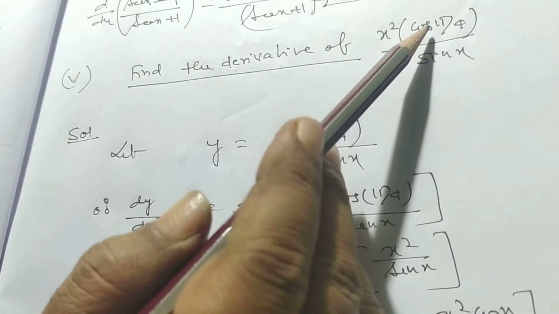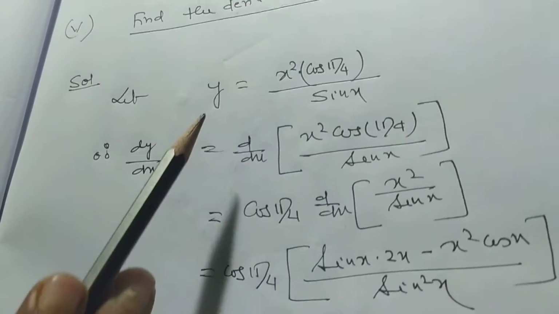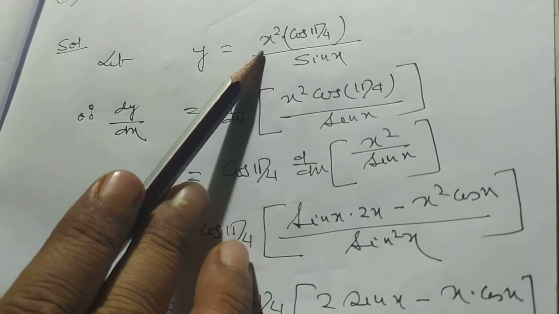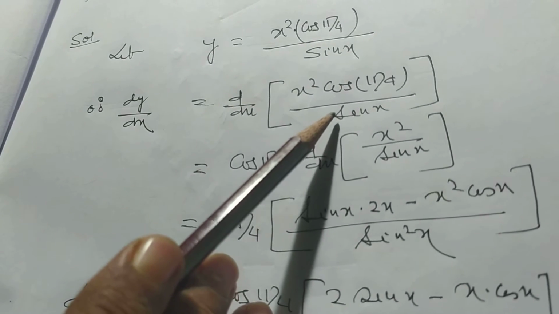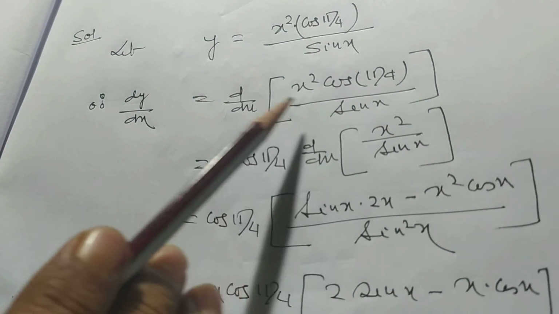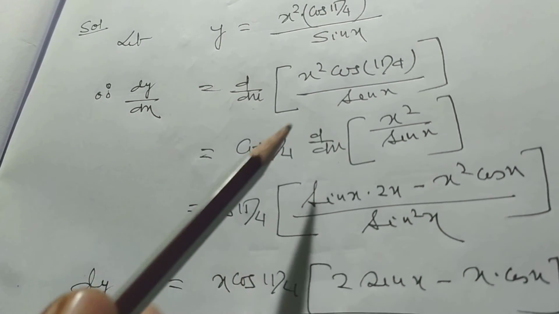Find the derivative of x square cos pi by 4 by sin x. Now consider y is equal to x square cos pi by 4 by sin x and apply the u by v formula, the quotient rule. So it will be dy by dx of x square cos pi by 4 by sin x.